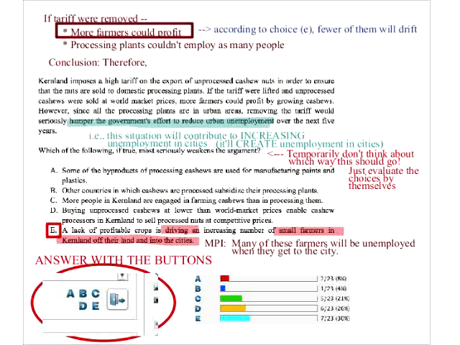Fewer of them will drift into the cities and become unemployed. So that's going to have a direct negative effect on unemployment instead of a positive effect. No, fewer of them will. So according to choice E, if you do this, then you will be reducing the number of farmers that drift into the cities and become unemployed. In other words, that gives a negative effect on unemployment, which will help to balance or cancel out this positive effect. None of the other choices really have an MPI that has anything to do with unemployment.